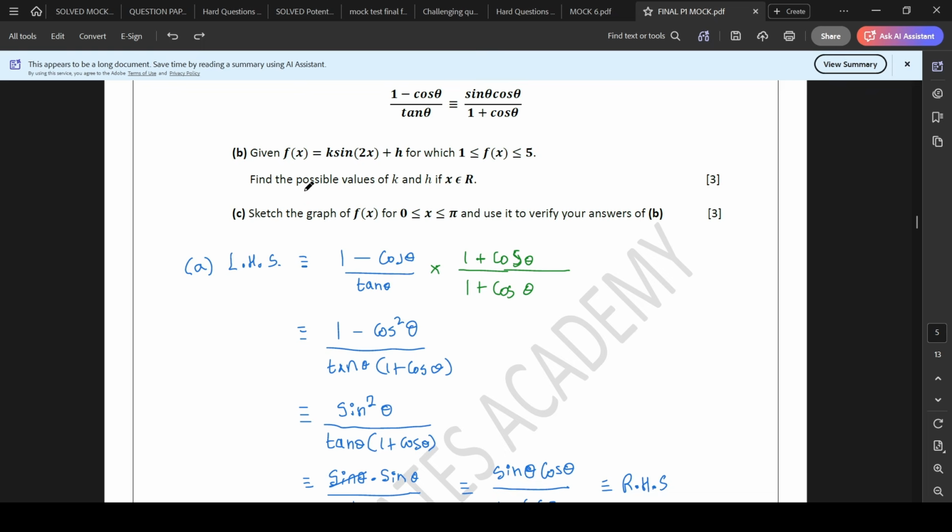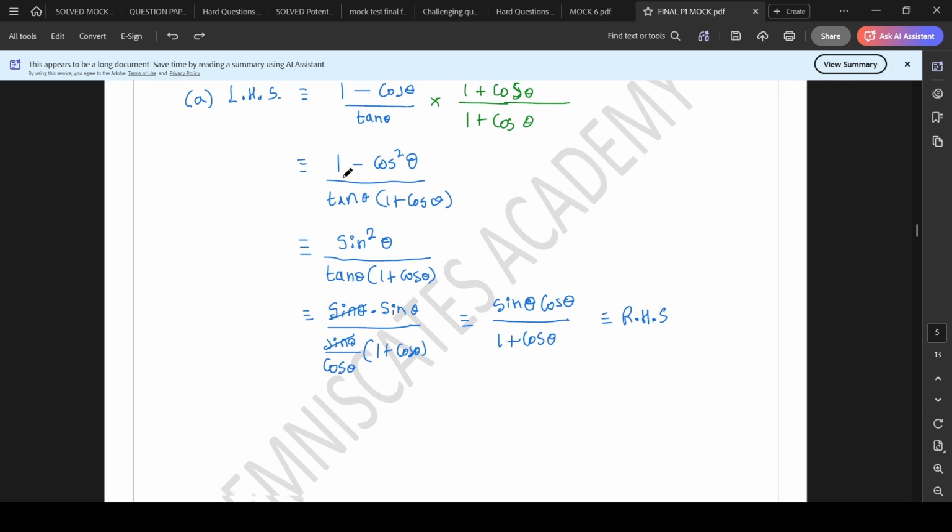When they say find the possible values, why would they say possible values? Only if they want to give us a hint that there could be more than one value. Okay. So the domain over here is all the real numbers. So what can I do? How can I find the values of k and h over here? So this is a very tricky question. Why am I saying it's a tricky question? Let me help you understand this.